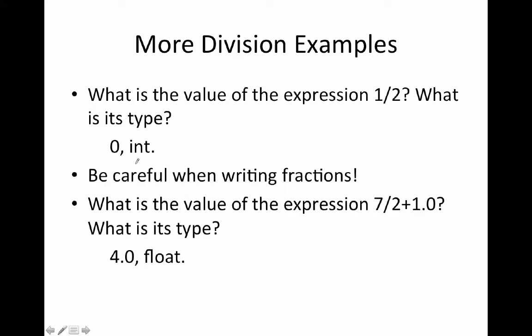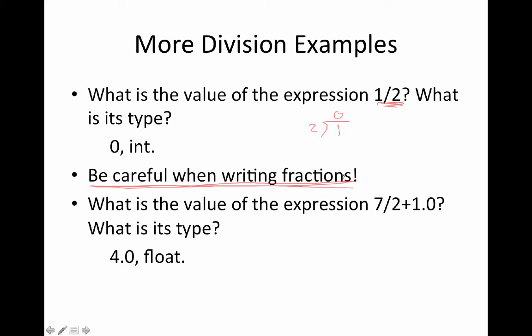Here's another example. What's the value of the expression 1/2? What is its type? The answer? The value is going to be 0, and it's an integer. So again, both of these operands are integers, so that's the whole number division operator. 2 goes into 1 0 times. So we get 0 as a result, and the type is integer. So be really, really careful when writing fractions in C. You write 1/2, you don't get half, you get 0 as a result. So you have to be really careful.